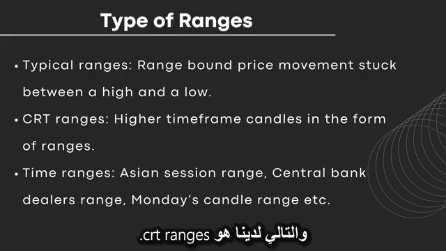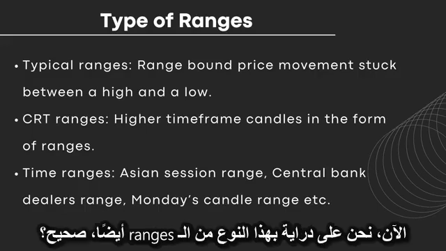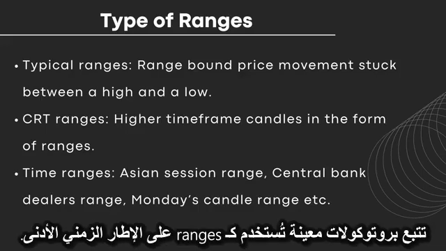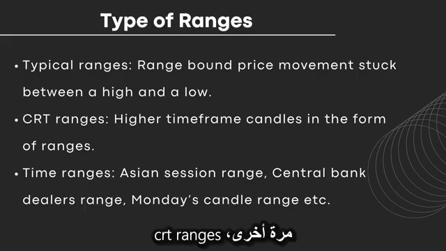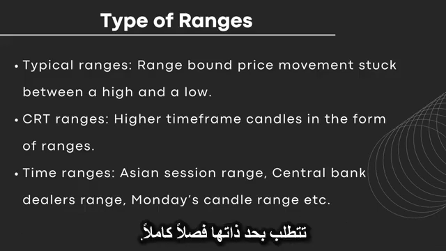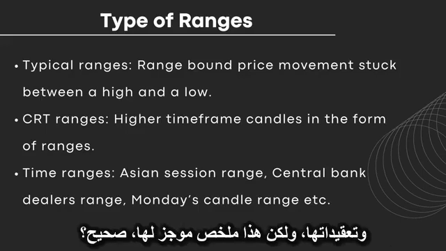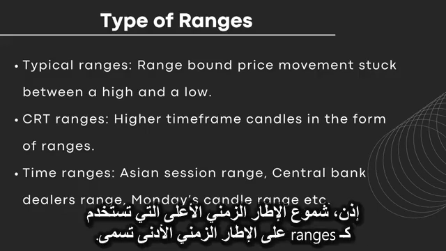And the next one we've got is CRT ranges. Now we are aware of these types of ranges as well, right? These are basically higher time frame specific candles that follow specific protocols that are used as ranges on the lower time frame. Now again, CRT ranges in itself require a whole chapter, and I'll be making a few on it, discussing its detail and intricacies, but here's a brief summary of it, right? So higher time frame candles that are used as ranges on the lower time frame are called CRT.